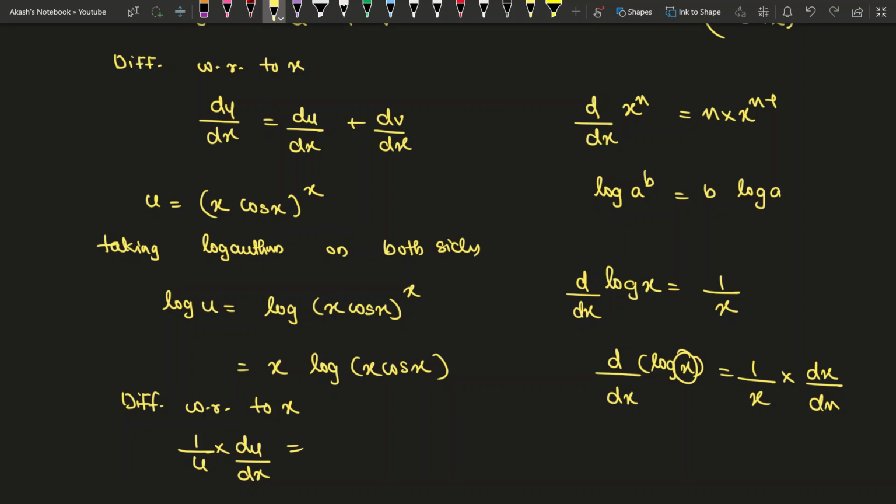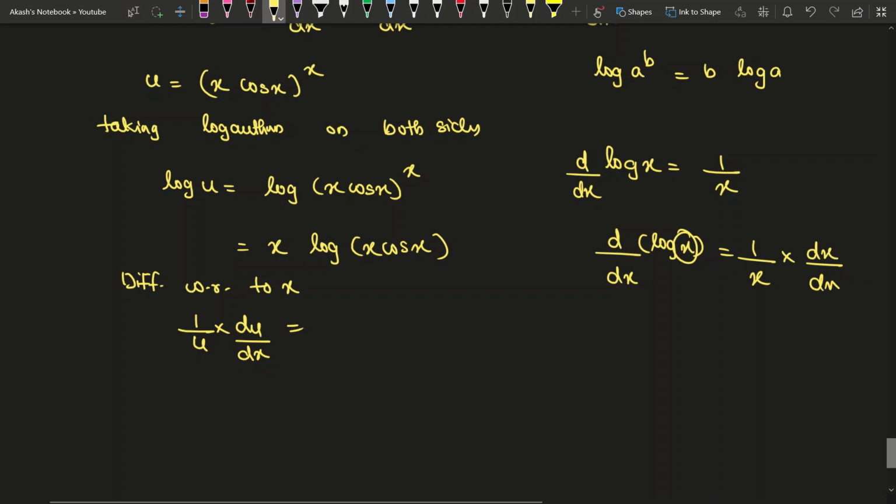Here, this particular system exists as a product of two different functions. For example, x is the first part, and log x cos x is the second part. In that particular case, we use a rule in differentiation that is called the product rule.